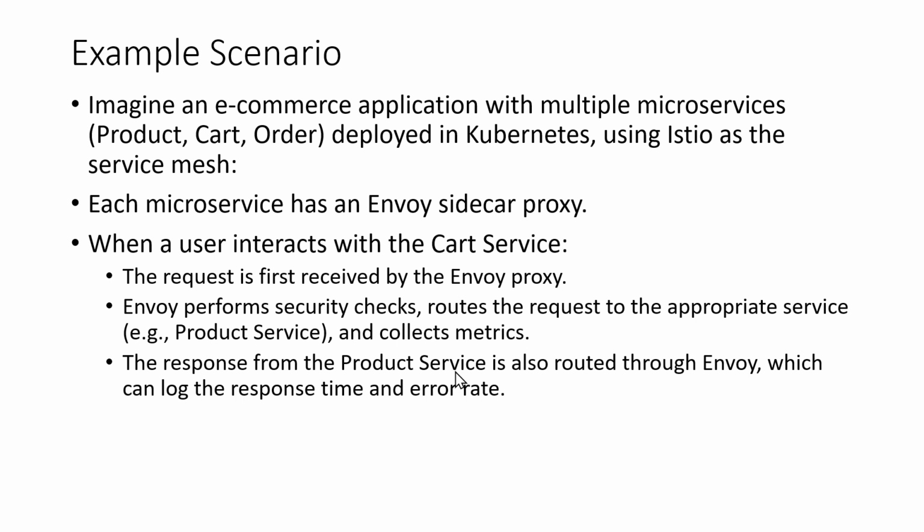The response from the product service is also routed through Envoy, which can log the response time and the error rate. So it will keep monitoring and store all the logs, and whatever the intended request is, it cross-verifies that it is properly sent back to the user. If there are any issues, it will keep that error and notify the certain team saying that there is a delay or an error in responding to the request.